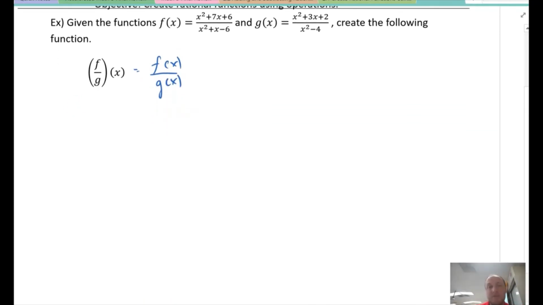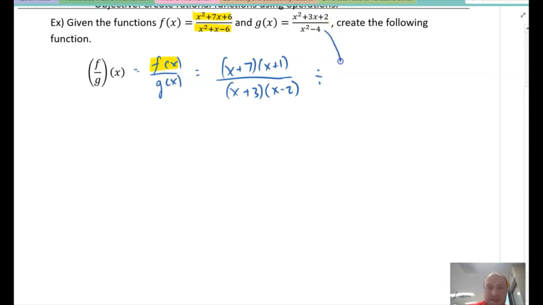Okay, so I can substitute both of those in here, right? So I'm going to substitute in f of x. Here's f of x. Okay. X plus 7, x plus 1 over x plus 3, x minus 2, it looks like. Okay. Now, I could write division, and I can copy this down, but in order to save some time, right, you guys know what to do. When we divide, what do? That's right, we multiply by the reciprocal.